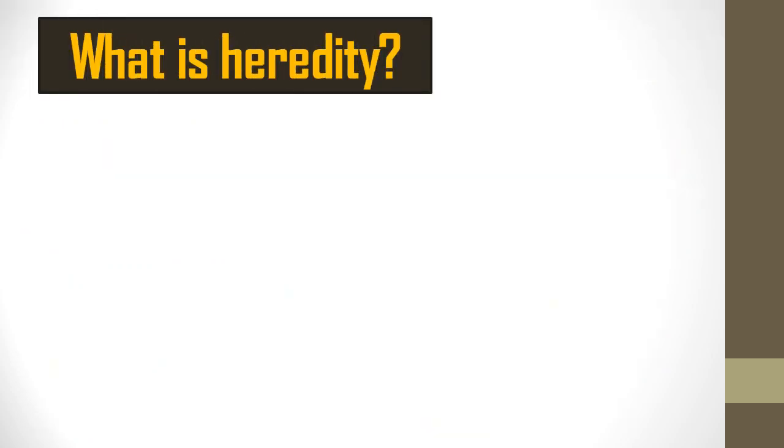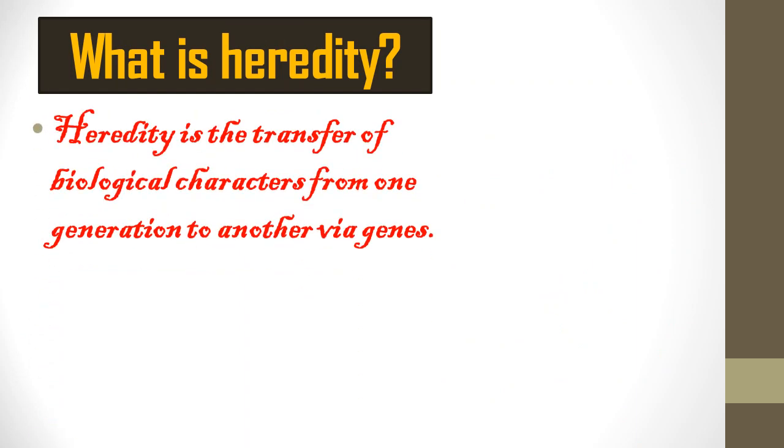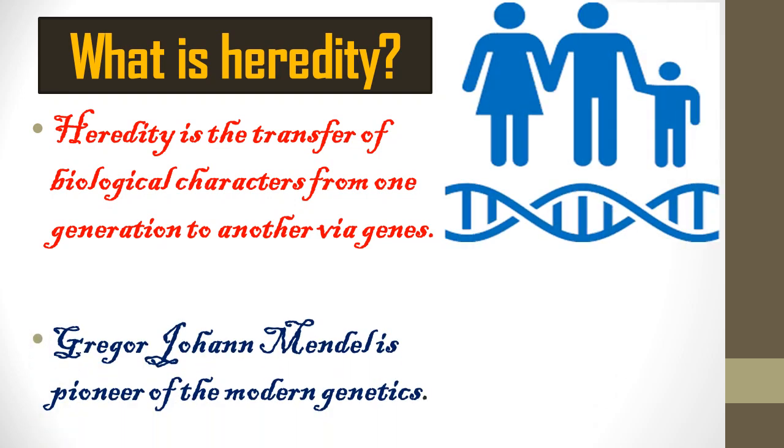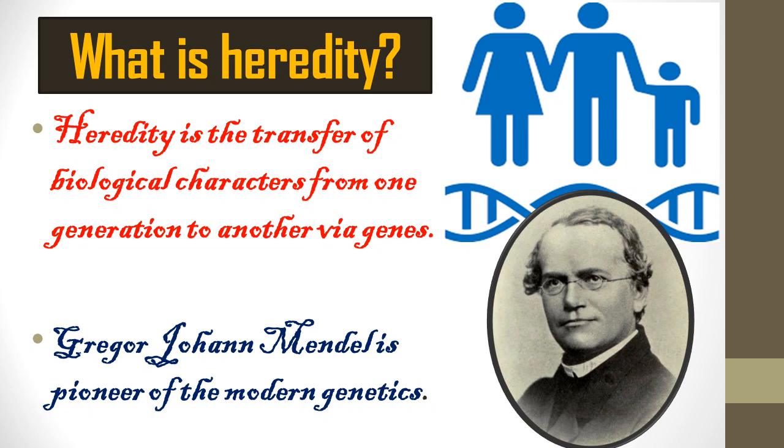Okay, now let's start the lesson. First is, what is heredity? So let's understand. Students, you all know that heredity is the transfer of biological characters from one generation to another generation via genes. So just now we have seen in our previous slides that the transfer of mental and physical characters from parents to their next generation or offspring is via genes. Okay, so the gene is responsible for transferring characters from one generation to another generation, and this is called heredity. And Gregor John Mendel is the pioneer of modern genetics. Now genetics is the study of heredity. So this scientist, Gregor John Mendel, is a pioneer of heredity.